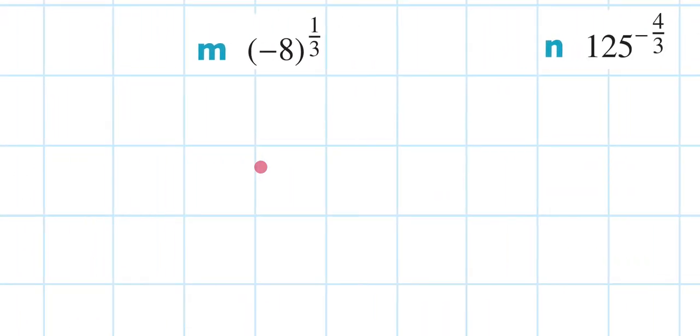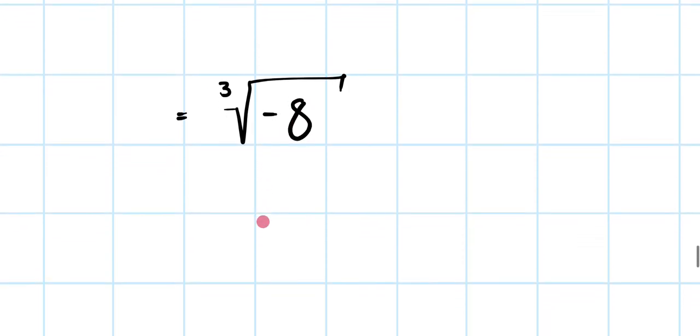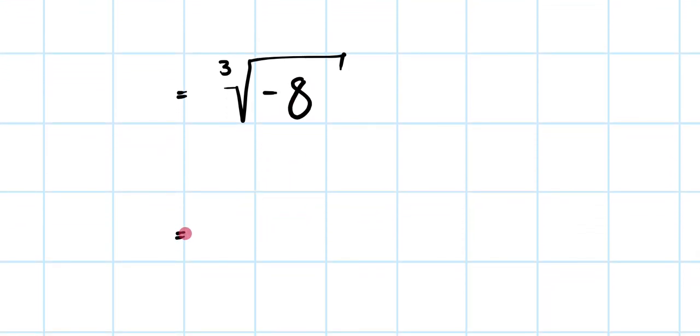This can look a bit gnarly, and the reason why this question looks a bit different is because I have a -8, and this 1/3 means it's going to be the cube root of -8. Now you might be thinking to yourself, can I cube a negative number? Is that possible? And it absolutely is possible. My answer is going to be -2. And let me tell you why it's going to be -2.